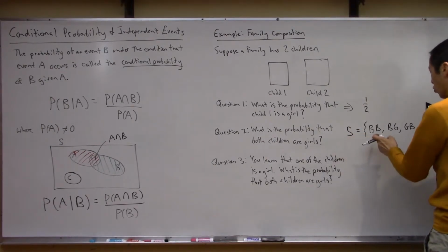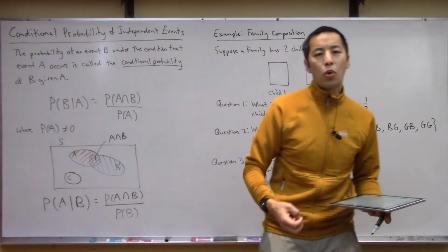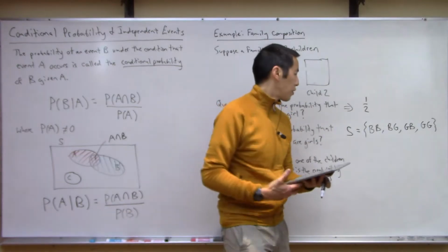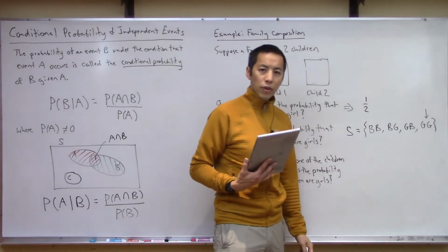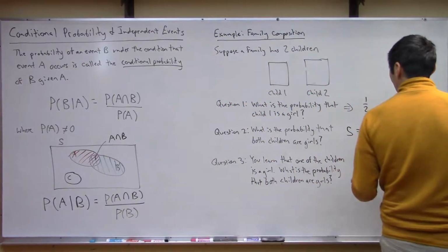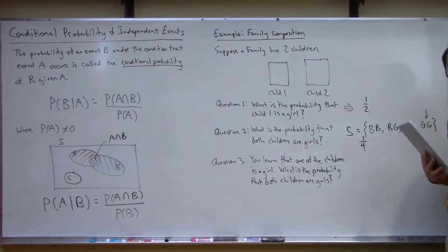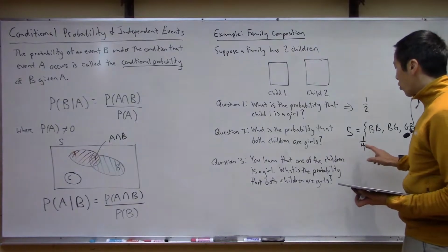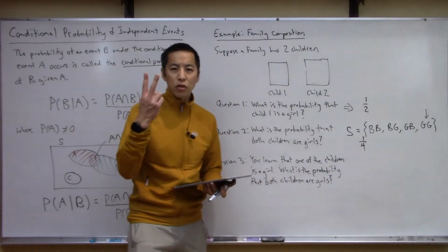Assuming again that this is all equally likely, this is like flipping 2 coins in a row. Flip a coin, then flip another coin. All of these outcomes are equally likely, so I think everyone would agree that for question number 2, the probability is 1/4. So there's a 1/4 chance if you just ask me, what's the probability that I have 2 girls in my family?